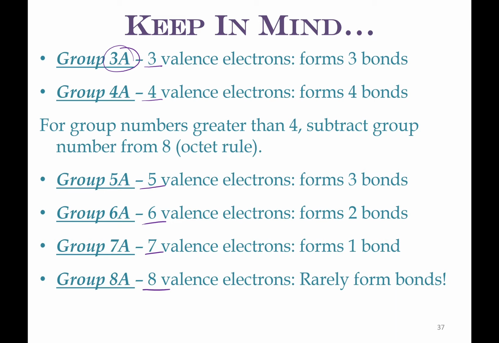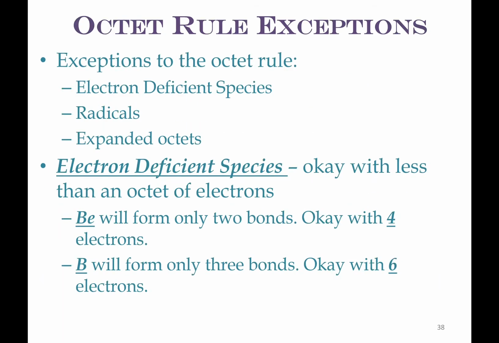So group 3 likes to form 3 bonds, group 4 likes to form 4 bonds, group 5 likes to form 3 bonds, group 6 likes to form 2 bonds, and group 7 likes to form 1 bond. Now, group 8 rarely forms bonds unless they're going to be in some type of special compound.